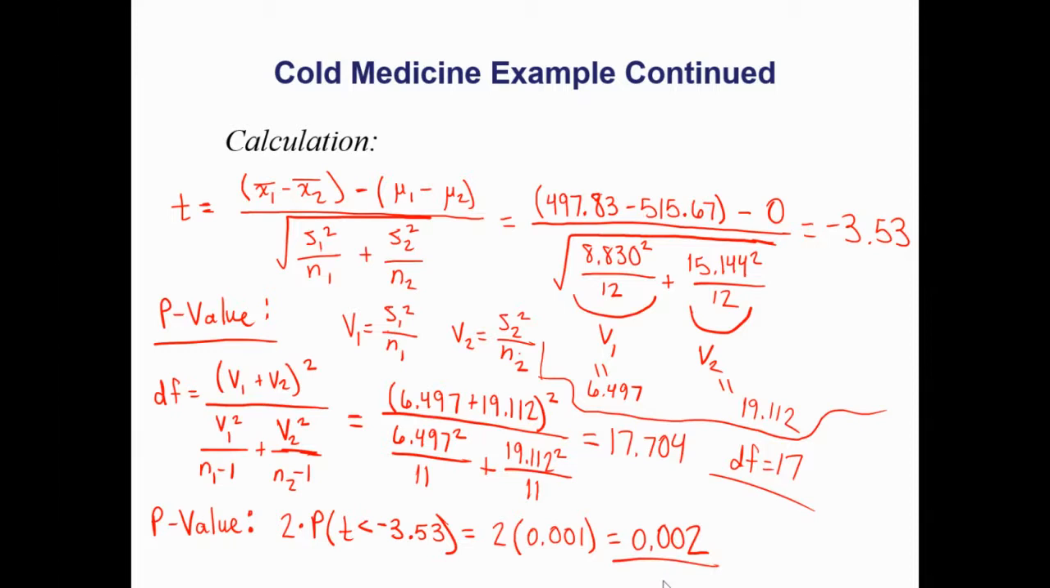Now I'm out of room on this slide, so I can't write my conclusion here. But how does this compare to our alpha of 0.01? It's less. So what would we do? I thought it was 0.05. Is it alpha 0.05? Wait, no, I was looking at the wrong one. 0.01?